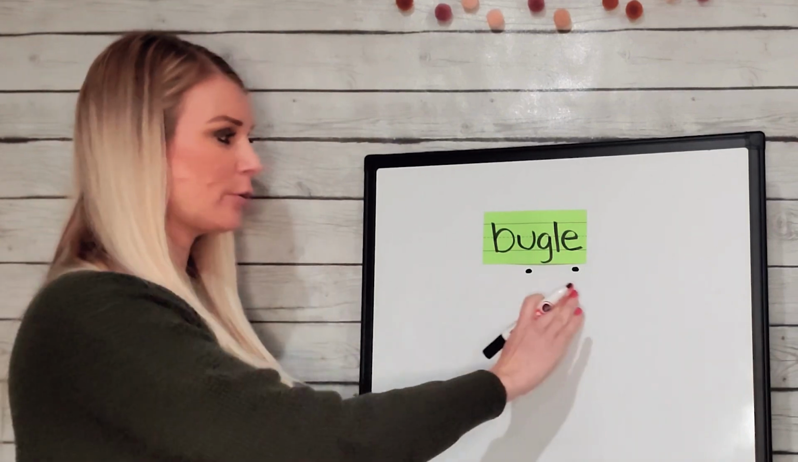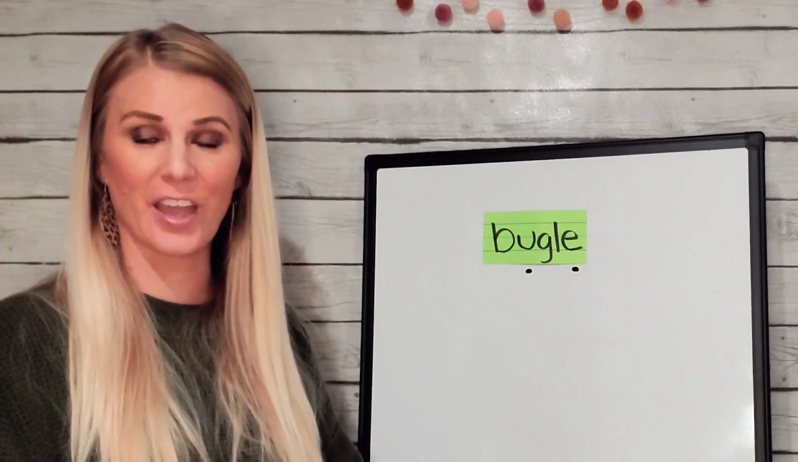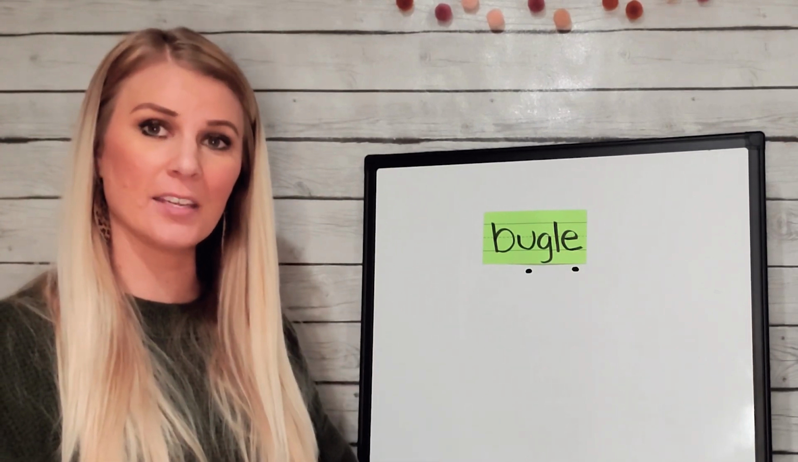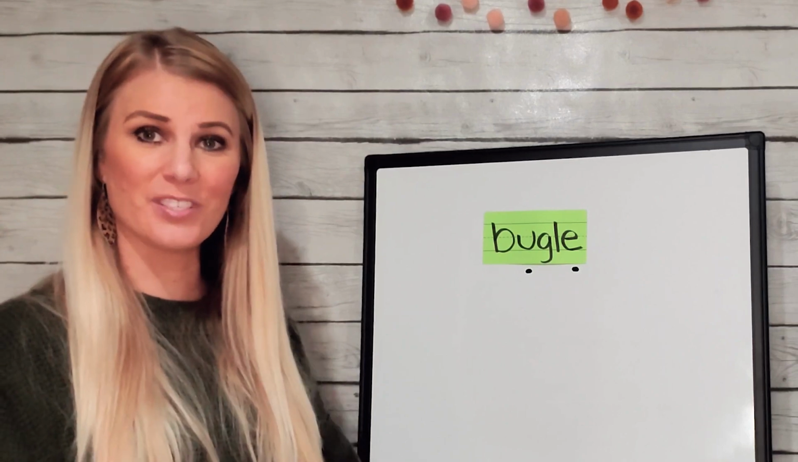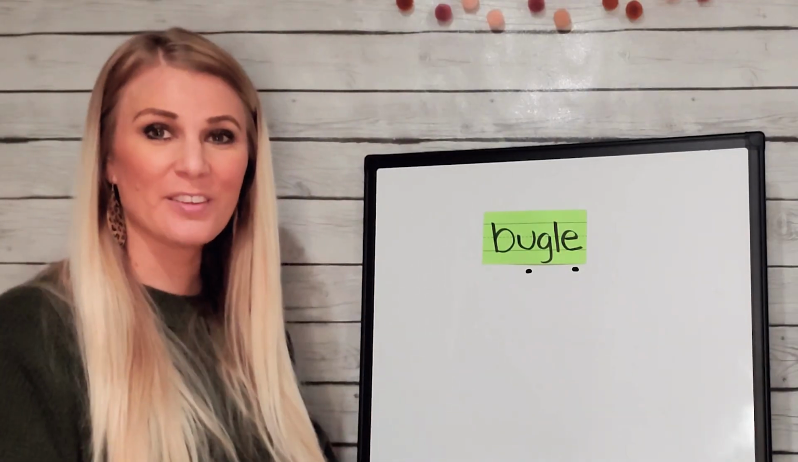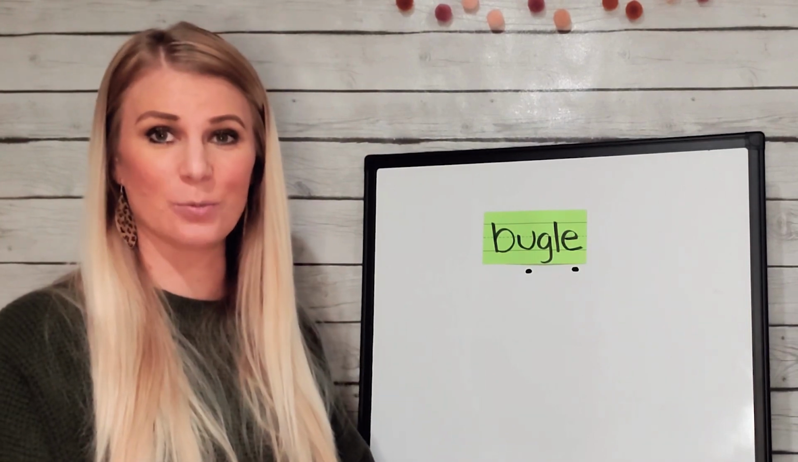Now we need to go through and scan across our word and see if there's any vowel teams that we should underline. Can you scan across the word on your paper and see if you spot any vowel teams in this word? And I'll do the same. Did you find any vowel teams? I didn't either, so we don't need to underline anything in this word.